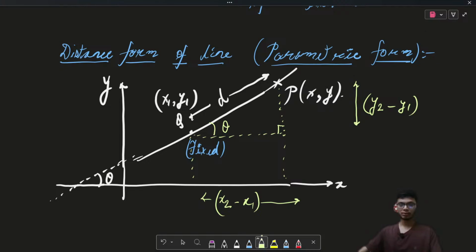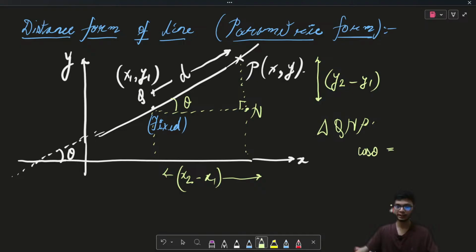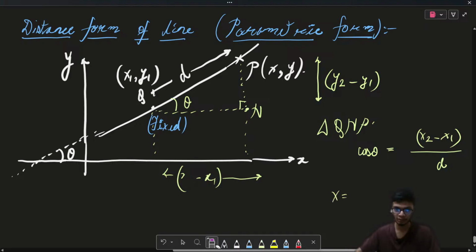Okay, so once I know these distances in this right angle triangle, let us call this point N. So I know this right angle triangle QNP, right? In this right angle triangle QNP, if I try to find my cosine of theta, cosine of theta would come out as x2 minus x1 divided by this known distance d. And this is not x2, it should be x, right? I don't know what my x is, so this is my x.